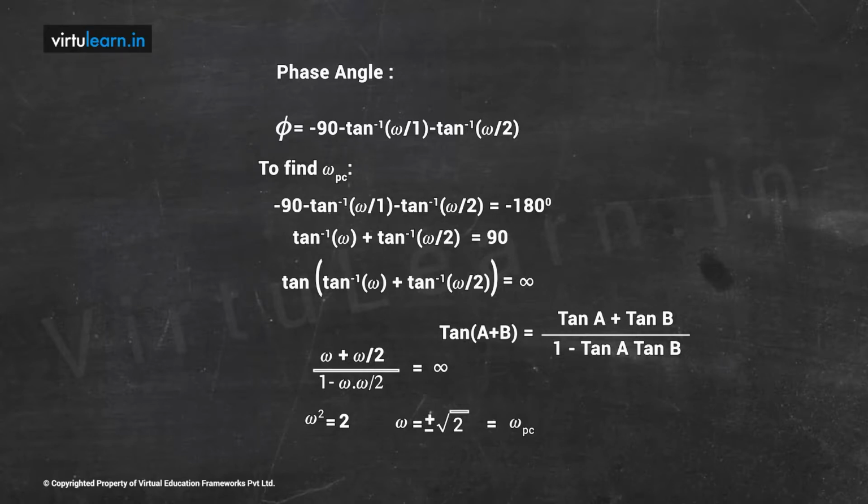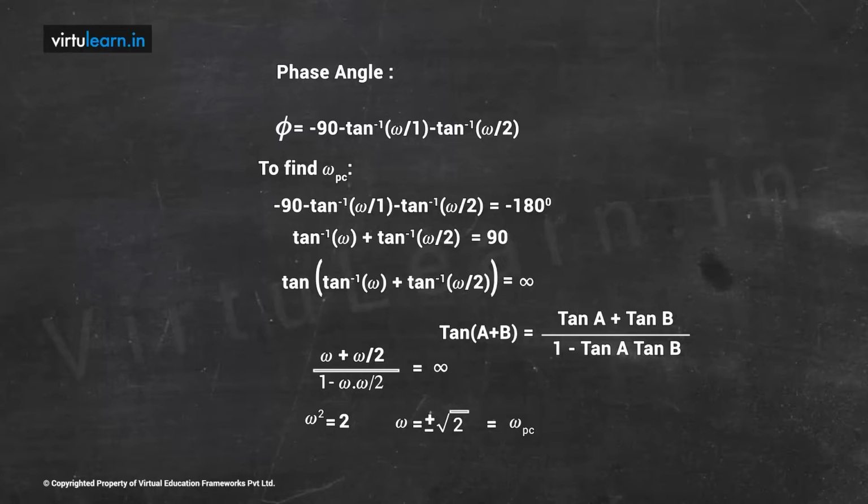So magnitude is available, phase is available. Using these two, I can find out gain margin and phase margin. First we will see omega PC to find the gain margin. What is omega PC? It is the frequency at which the phase angle is equal to minus 180 degrees. The expression is available, equate it to minus 180 degrees. We have minus 90 minus tan inverse omega minus tan inverse omega by 2 is equal to minus 180.